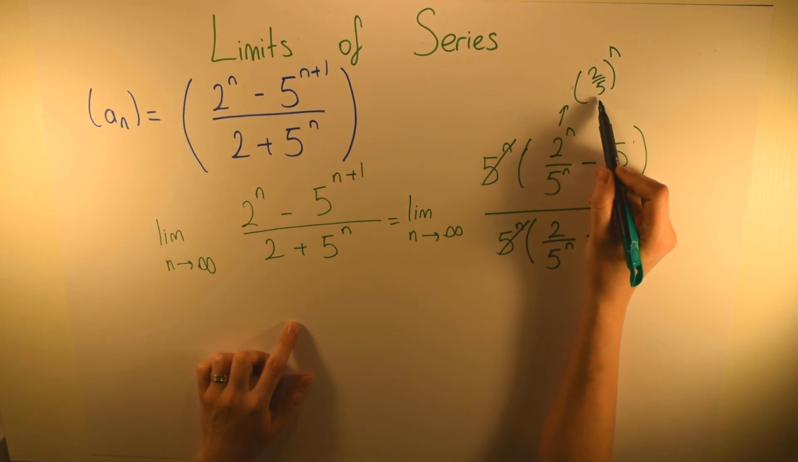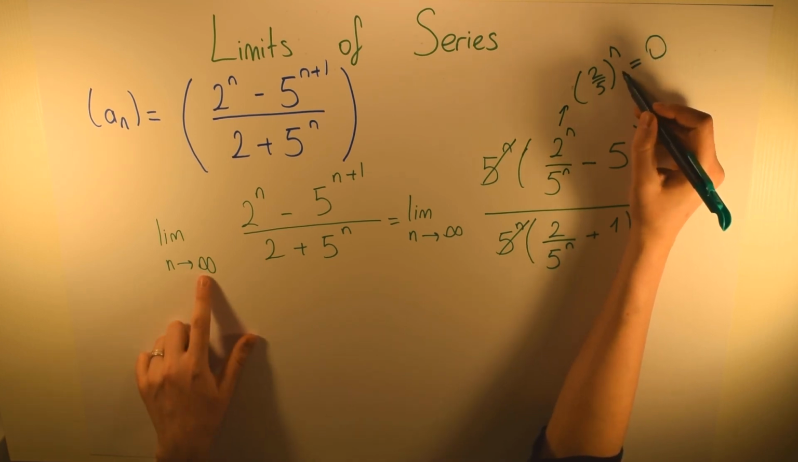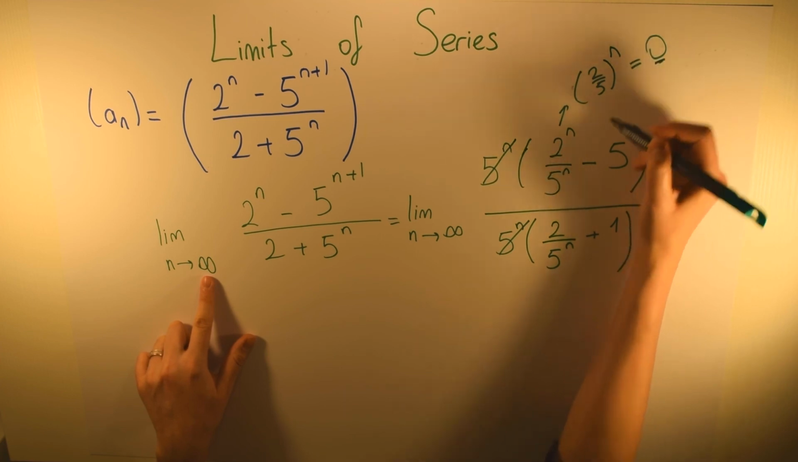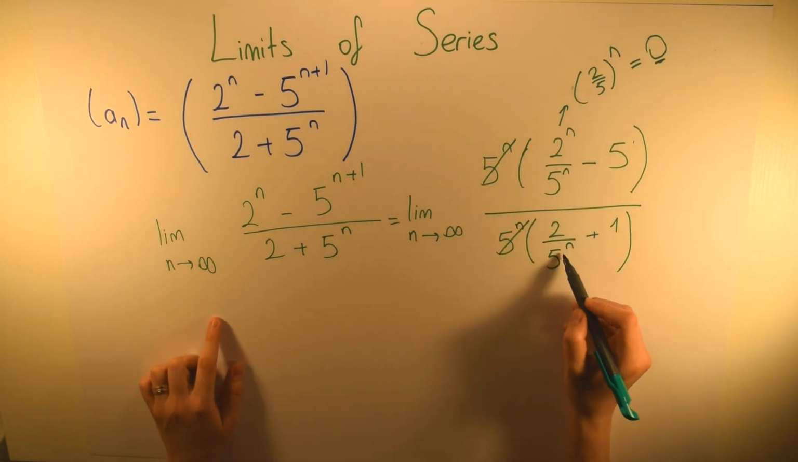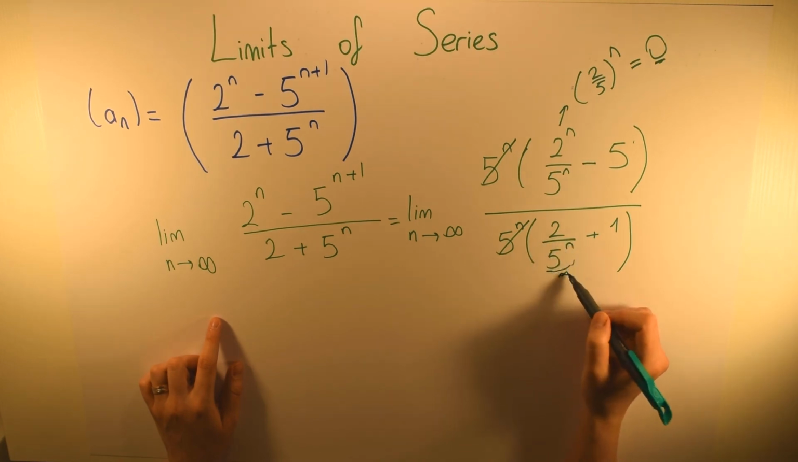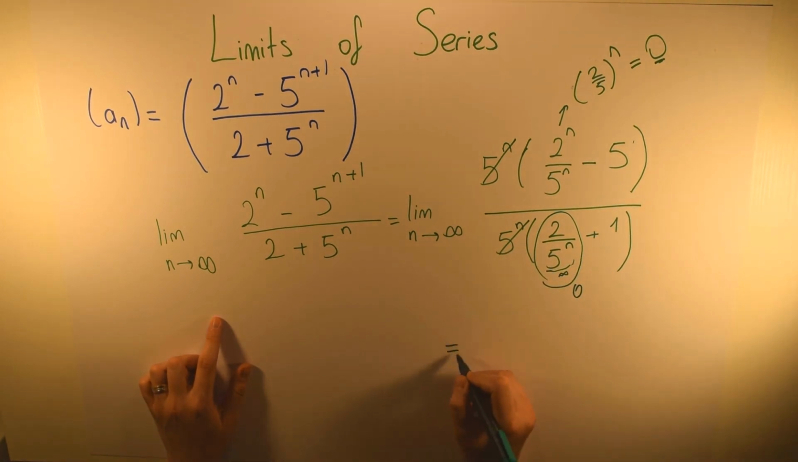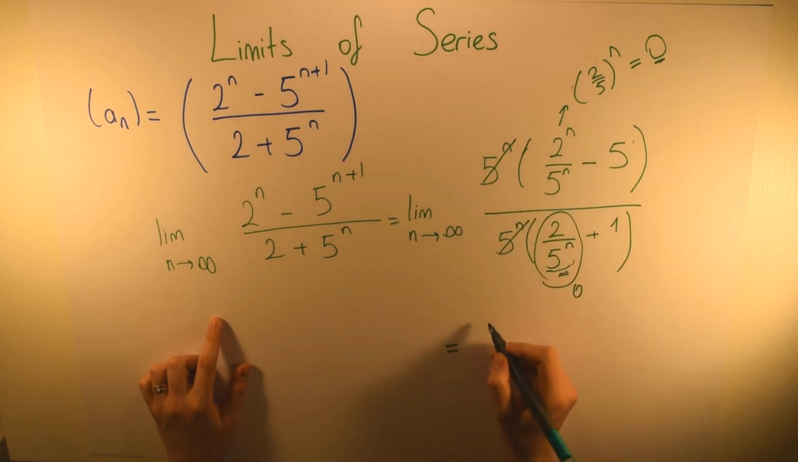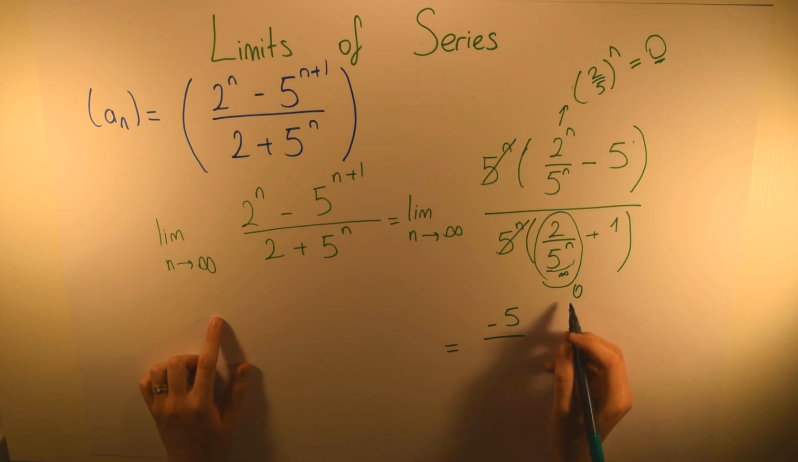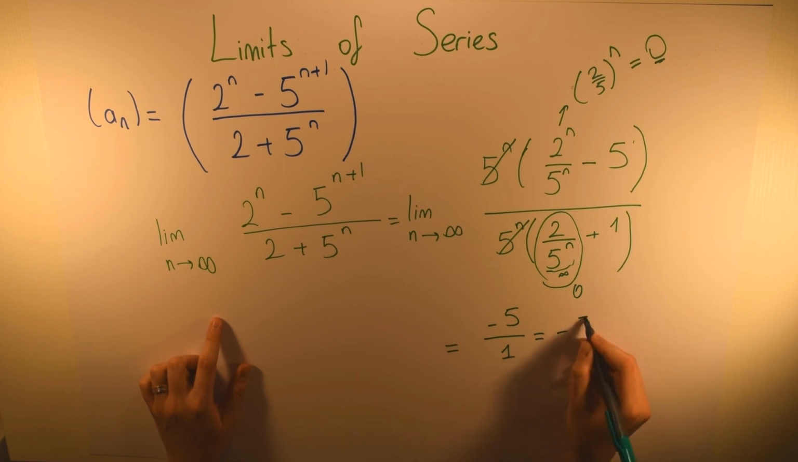So I have a simple fraction here, right? When it comes to a simple fraction, what was its limit? Its limit is equal to 0 because n approaches infinity. That's why its limit is equal to 0. So here we have 2 over 5 to the power of n, which is a number over infinity, and this is also equal to 0. So from here we have minus 5 in the numerator and 1 in the denominator. So minus 5 over 1 is equal to minus 5.